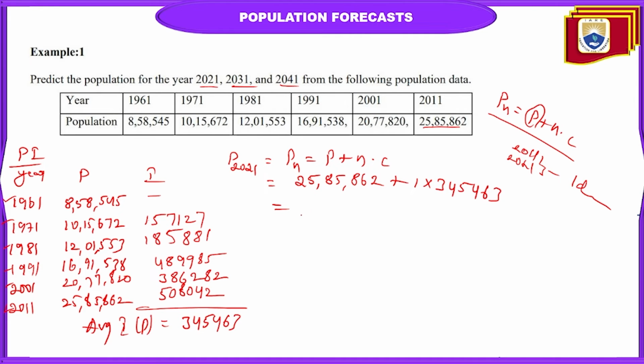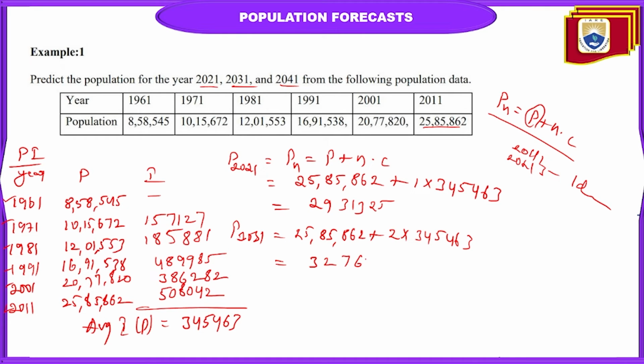Once you calculate this, we'll get the population in 2021. So it is equal to 29 25 29 3 13 25. This is the population in 2021. Similarly, if you want the population in 2031, apply the same formula, but here we'll get 25 85 862 plus 2 into the average increment. After calculation we get 26 788.